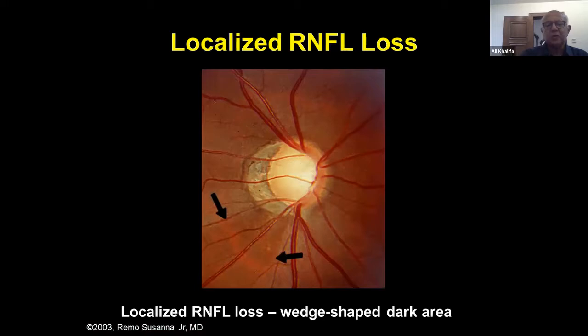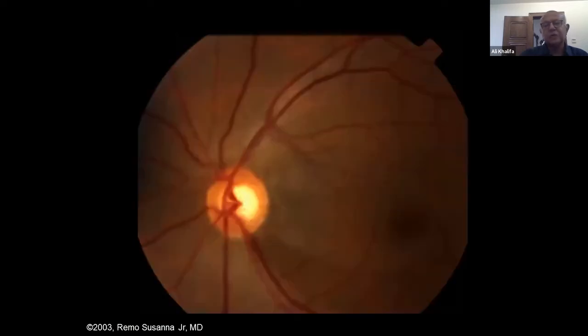Here, there's also localized retinal nerve fiber loss. A wedge-shaped dark area between the two black arrows is seen, and this is indicative of glaucoma also. Here, there is also a wedge-shaped black area indicative of glaucoma and loss of nerve fiber layer.